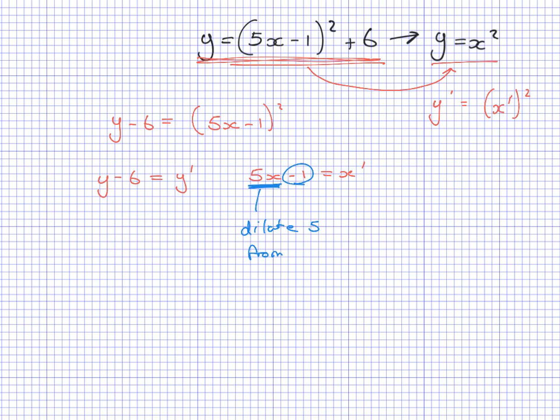So first one is we're going to dilate it by 5 from, and which direction do x dilations happen in? If they happen to the x, it's from the y-axis, because they're moving that direction or that direction. So we're dilating it by a factor of 5, followed by a translation of 6 units down, followed by a translation of 1 unit left.